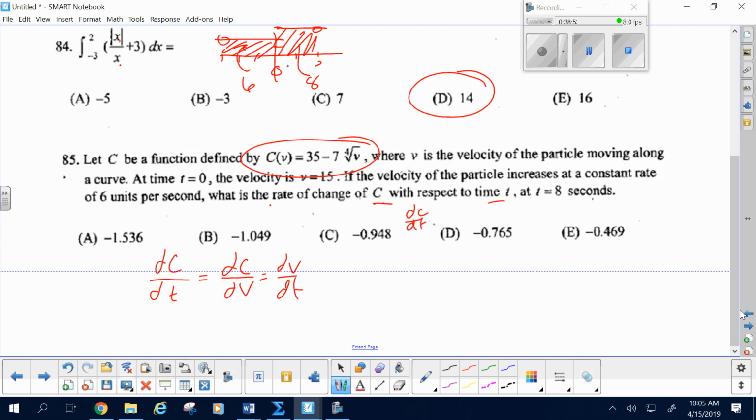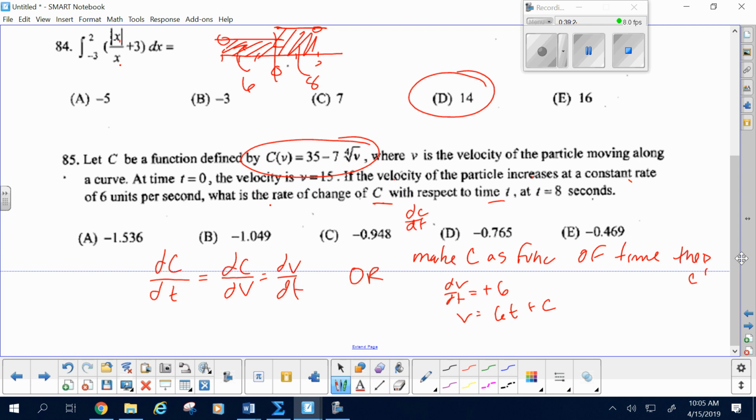But most students find it easiest to say, you know what, let me make C as a function of time, then take the derivative. Now, here's the key though. Velocity increases at a constant rate. That means dv/dt is positive 6. Now, that would imply that v is 6t plus a constant if I integrate, right? Now they tell me at time 0 velocity is 15, so if I use that, velocity is 6t plus 15.